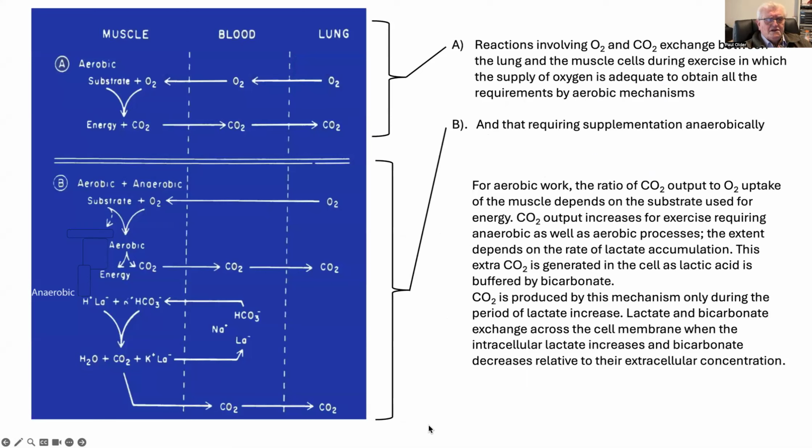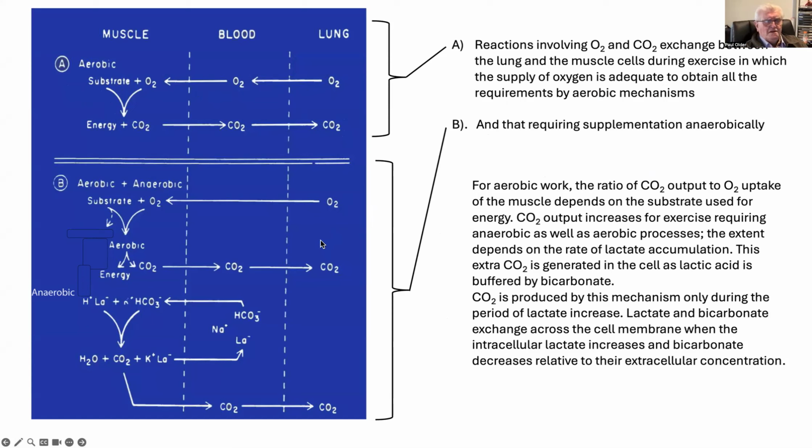Let's just now look at the oxygen uptake and CO2 production. Oxygen is taken up by the lungs, transferred by the blood through to the muscle to the mitochondria, where it reacts with substrate to produce energy, ATP, and carbon dioxide, which is then excreted.